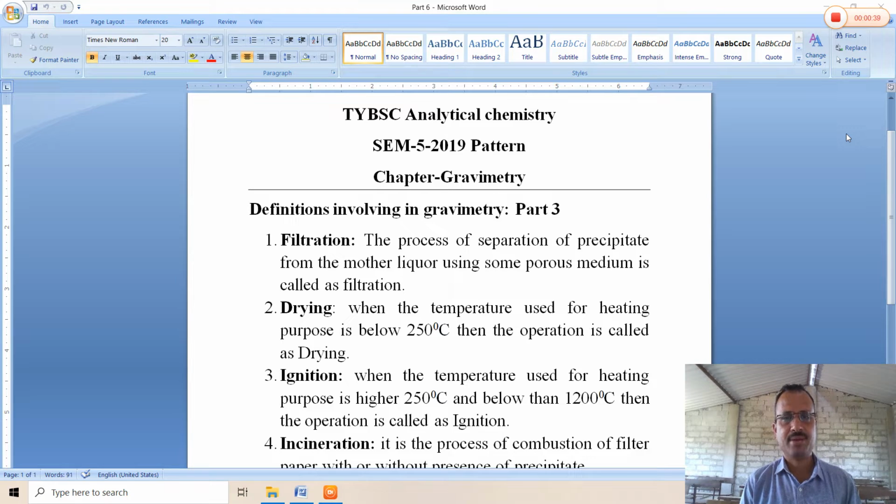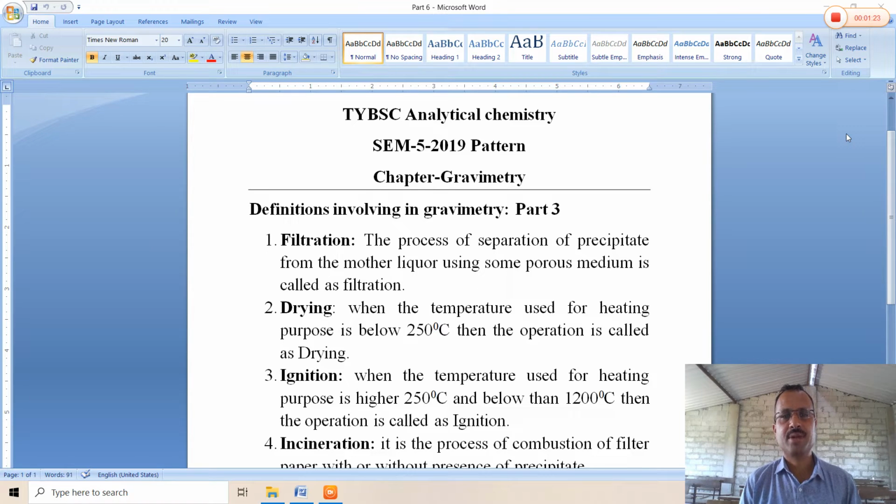Now the first definition of this chapter, or part 3, is filtration. Filtration is nothing but the process of separation of precipitate from the mother liquor using some porous medium. Generally in gravimetry, we get the precipitate in the desired form, and that precipitate should be washed with the help of some process, and that process is nothing but filtration. For this process we use some porous medium. The process of separation of precipitate from the mother liquor using some porous medium is called filtration.